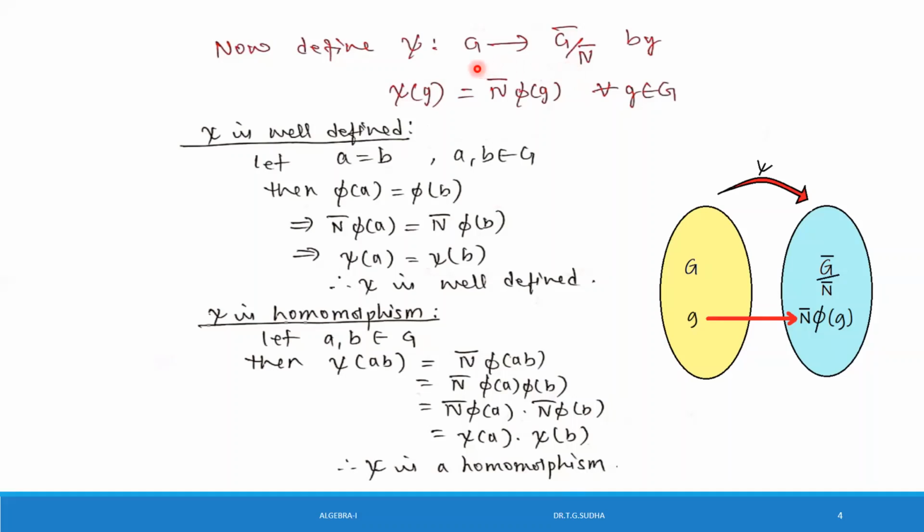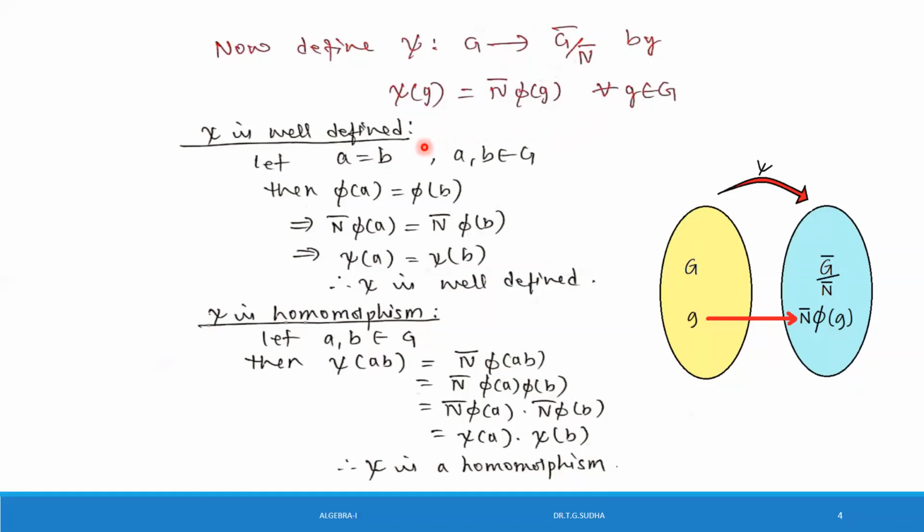So let us define psi as psi of g is equal to N bar of phi of g, because G bar by N bar is the quotient group here. So it will contain the cosets N bar phi of g for all g belonging to G. Now we need to show that this psi is well defined.